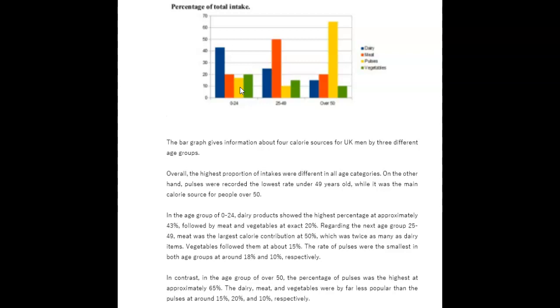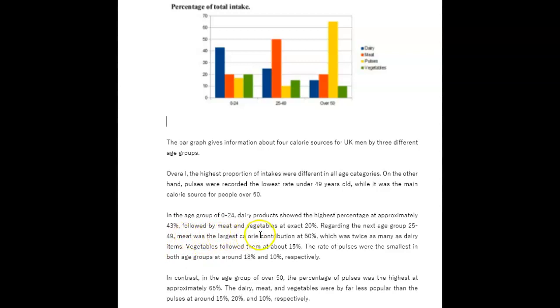Regarding the next age group, 25 to 49, meat was the largest calorie contribution. Well, caloric contribution is the right word here, even though I know it's a little strange. It was the largest caloric. Yeah, was responsible for the large. Yeah, all right, it's fine. It's an awkward kind of expression, really, any way you look at it, even for a native speaker, believe me. Okay.